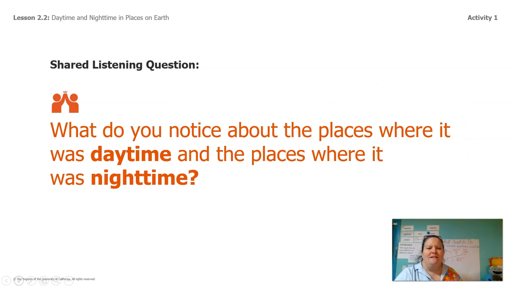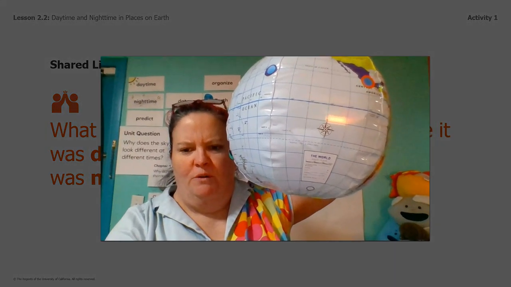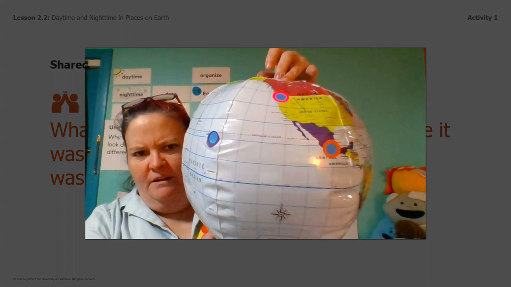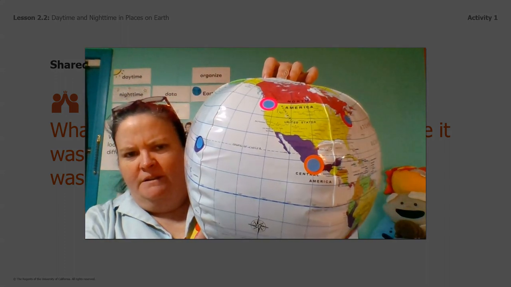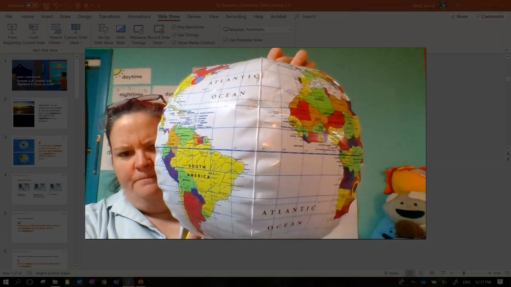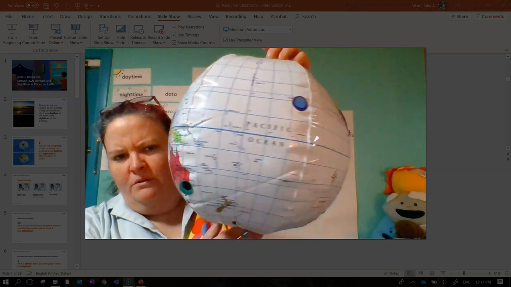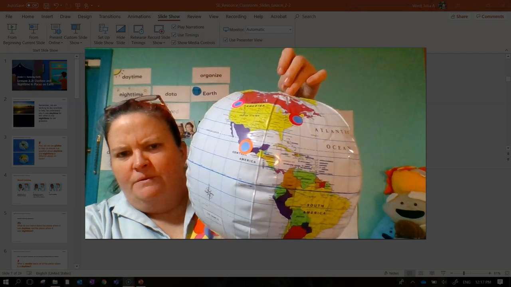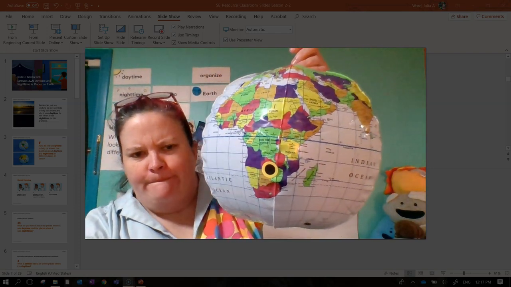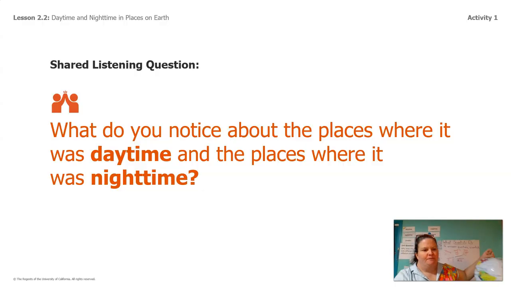So what do you notice about the places where it was daytime and the places where it was nighttime? I want you to talk about that with your partner, and let me make the globe really big so that you can look at where those stickers are. So what did you notice about the places where it's daytime and the places where it's nighttime? What'd you notice?